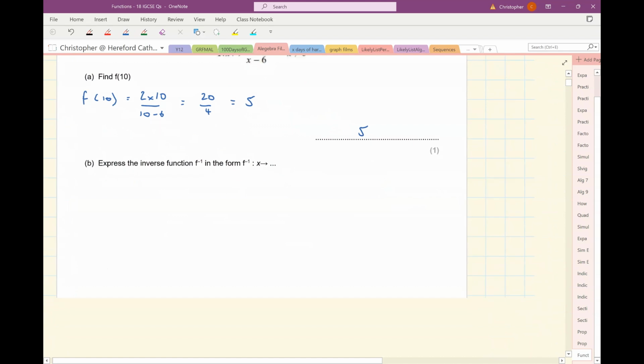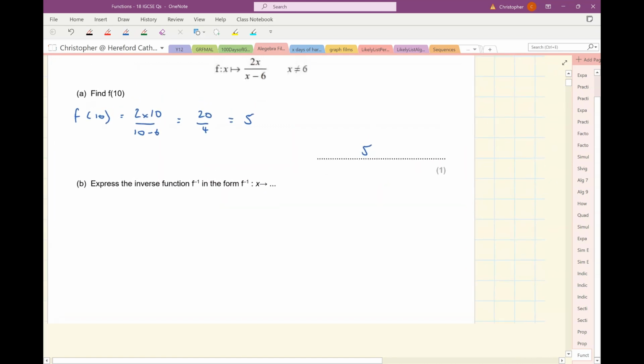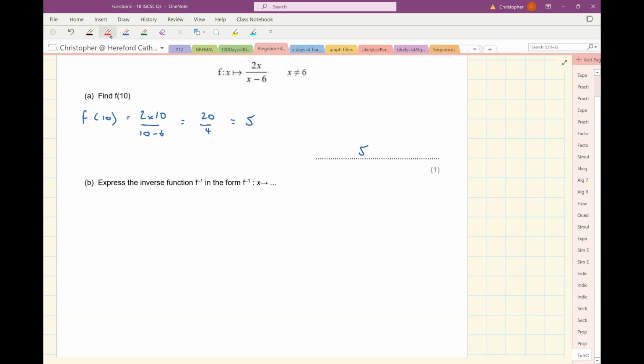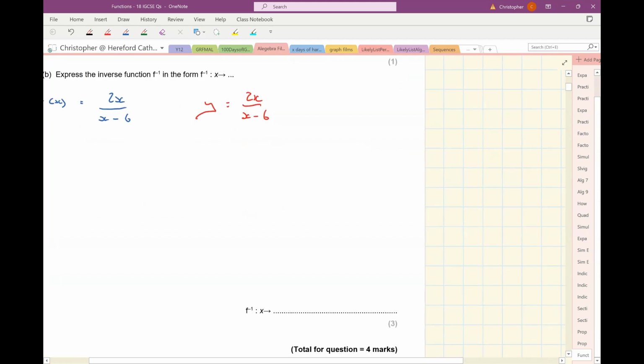Right, part B, express the inverse function in that form. Well, I know that f of x is equal to 2x over x minus 6. Now, I'm always going to do this in the same way. I'm going to write y equals 2x over x minus 6, and now I'm going to make x the subject of this formula here, x the subject. So I'm going to multiply both sides by x minus 6. It's going to give me y, lots of x minus 6 equals 2x. Let's multiply that bracket, xy minus 6y equals 2x.